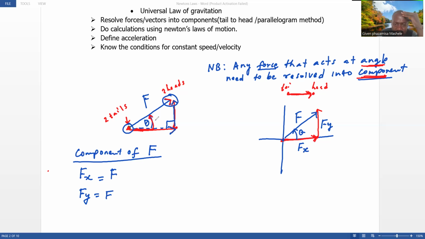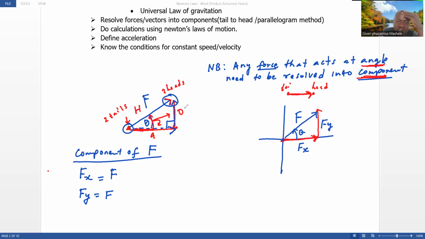Now we identify the opposite. The opposite of this angle is this one. I'm saying the opposite side of the angle is this one. And this one is our hypotenuse. I apologize, it is our adjacent, this one. So this is the adjacent, this is the hypotenuse.